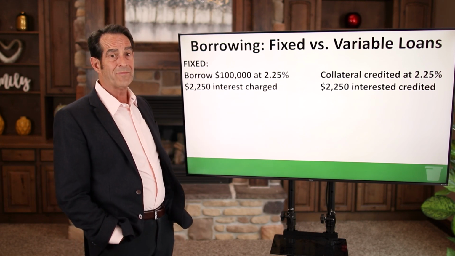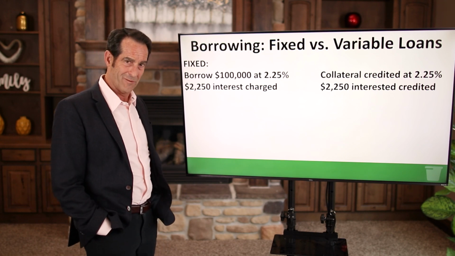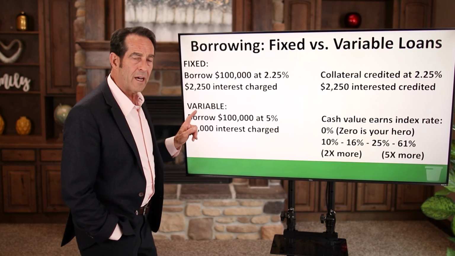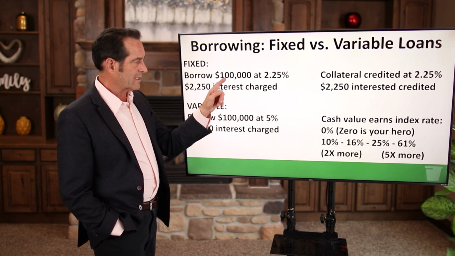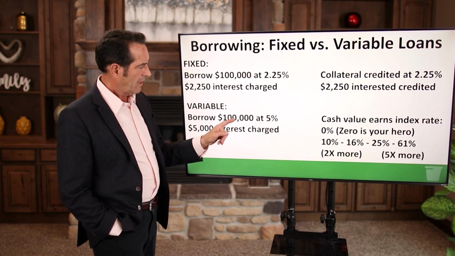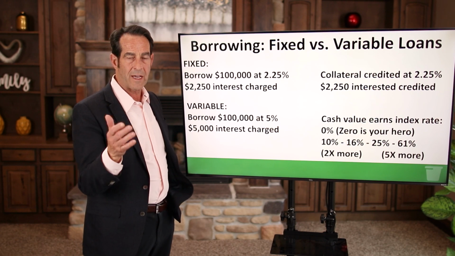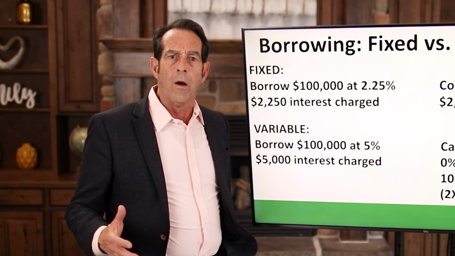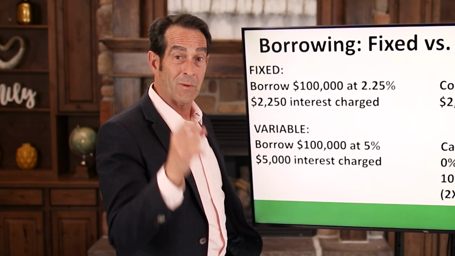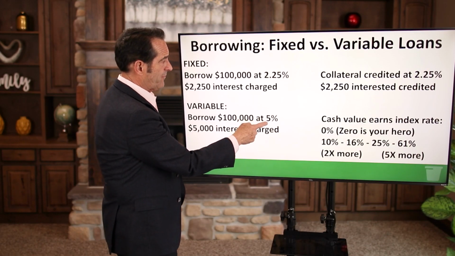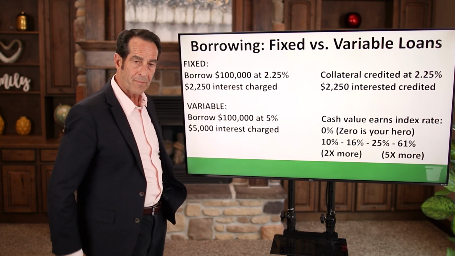That's really conservative. Are you ready for the variable or indexed? Here we go. Under a variable or indexed loan, you're borrowing, let's say, the same 100,000. And the insurance company will usually charge you a higher rate, like 4.5% or 5%. Why would you ever choose this one instead of that one? Here's why. So they'll charge you 5%. So 5% on 100,000 would be 5,000.